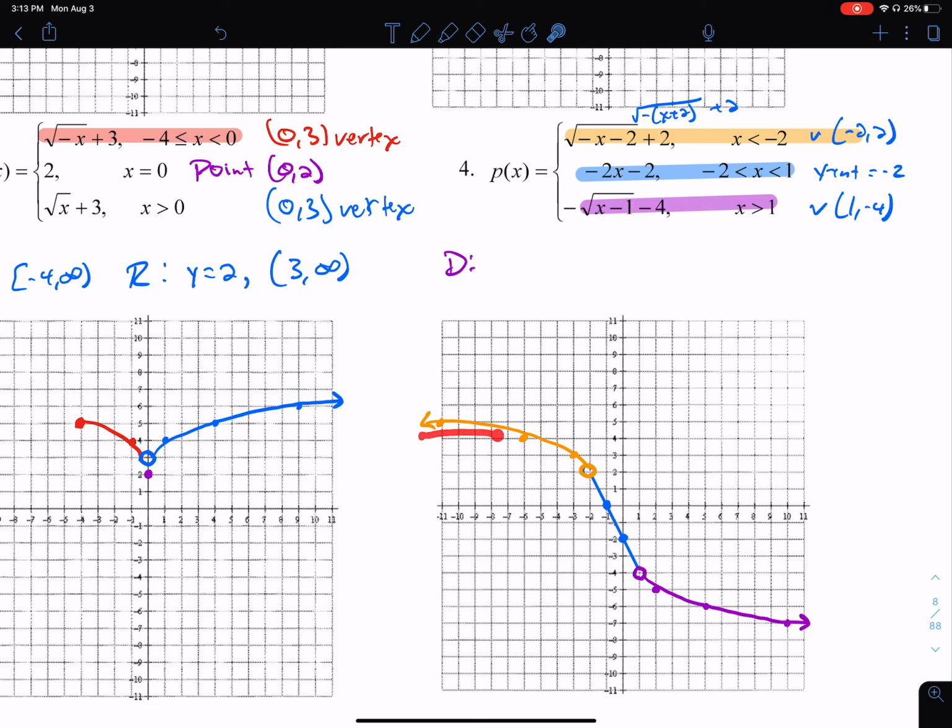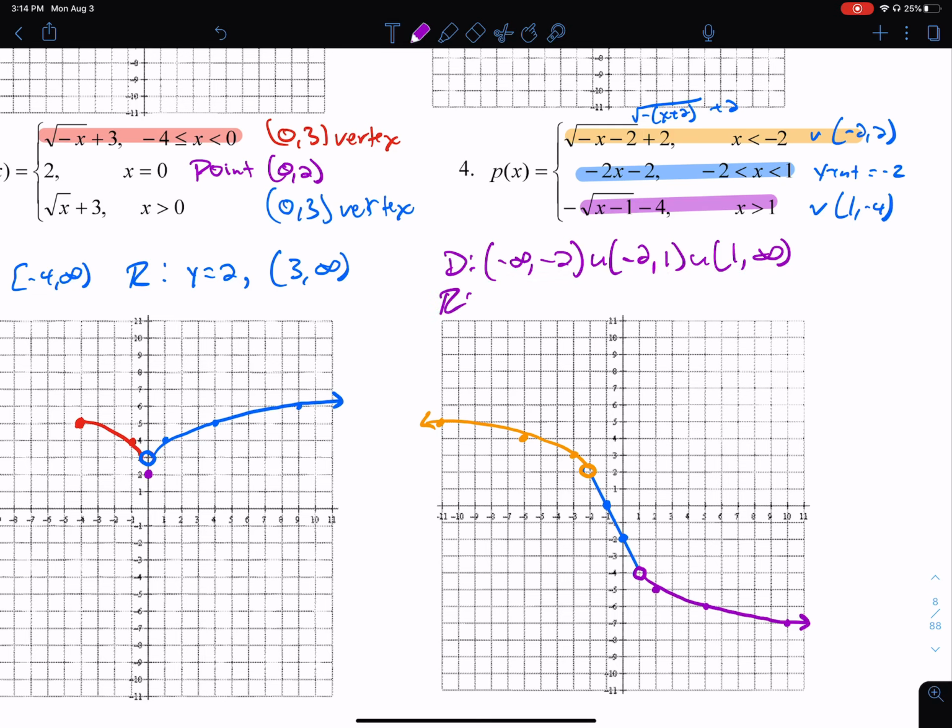The domain for this is nuts. The domain starts at negative infinity, and then it jumps over negative 2. Then it goes to positive 1, it jumps over it, and goes to infinity. So our domain is going to be negative infinity to negative 2, jumps over negative 2 and goes to positive 1, jumps over 1 and goes to infinity. In other words, all real numbers except for negative 2 and 1.